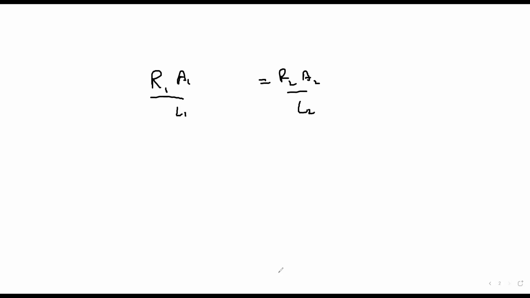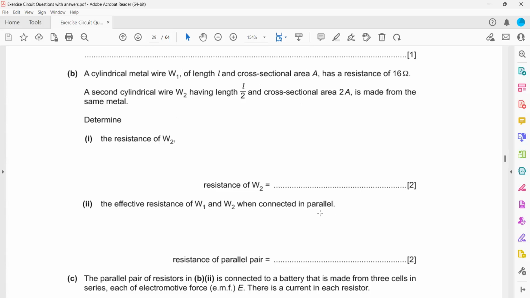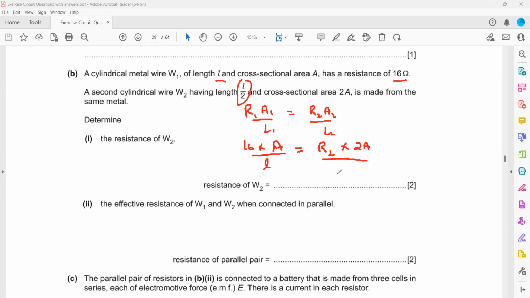This is the case whenever we are changing the length and area of a wire made from the same material. We did not change the material. So R1 A1 over L1 equals R2 A2 over L2. R1 is the resistance of the first wire, which is 16. A1 is the area of the first wire, which is A. L1 is the length of the first wire, which is L. R2 is the resistance of the second wire, we don't know. The area of the second wire is 2A, and the length is L by 2, I can write 0.5 L, because L by 2 means half.